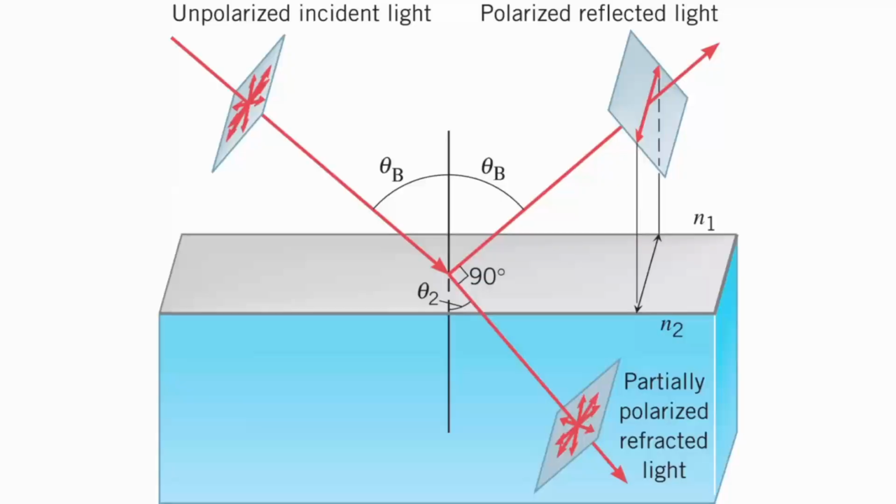Sunglasses, I mentioned this last time. Which way would you put the polarizers in sunglasses to knock out this horizontally polarized light? You want to put them vertical, right? So in sunglasses, the polarizers are always mounted vertical to cut that horizontal glare.